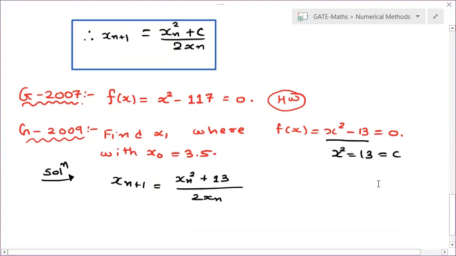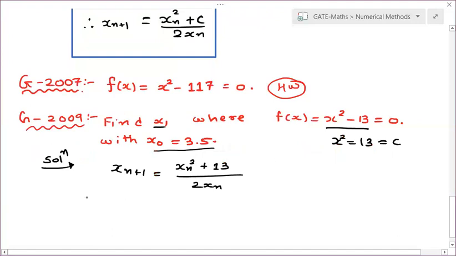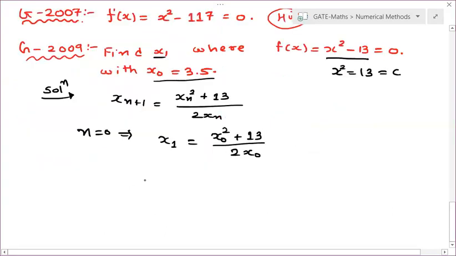Okay. Now here we need to find x1 when x0 is 3.5. So let us put n equal to 0. So this equation will become x1 equal to (x0 square plus 13) divided by 2 times x naught. Now what is your x naught? 3.5. So therefore x1 is equal to ((3.5) whole square plus 13) divided by 2 times 3.5.